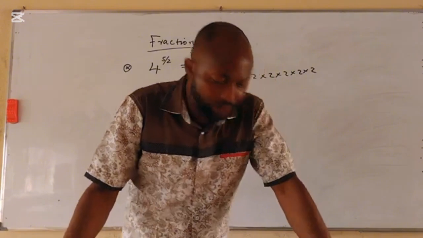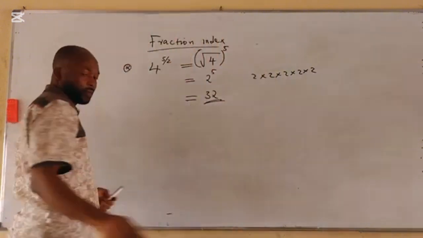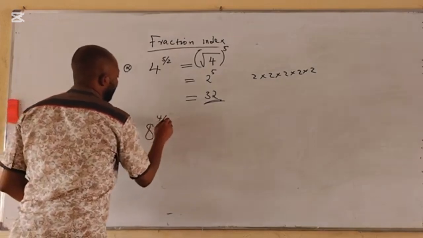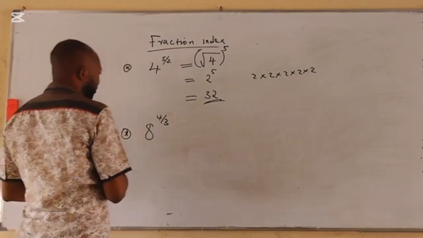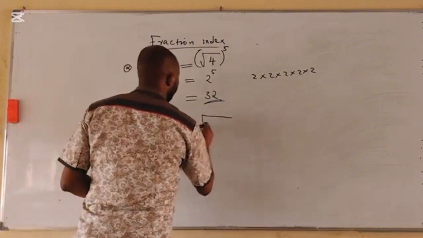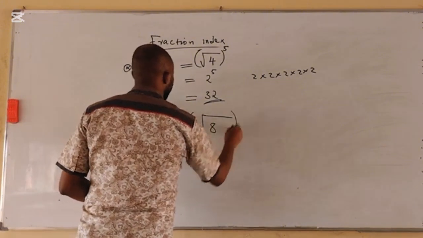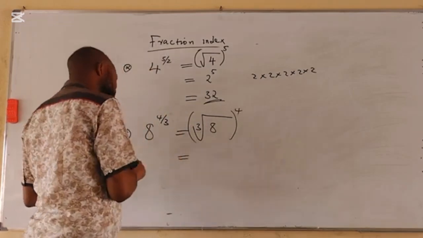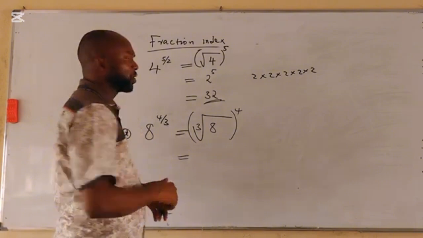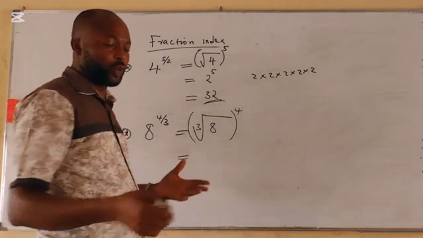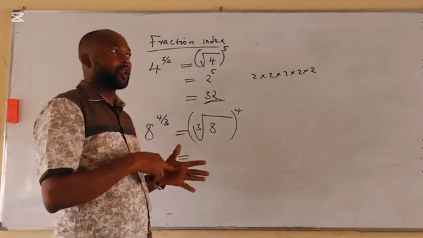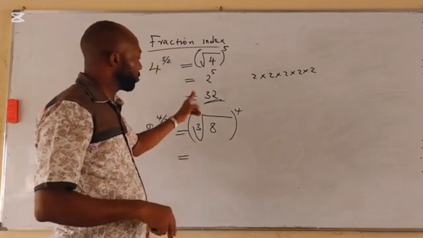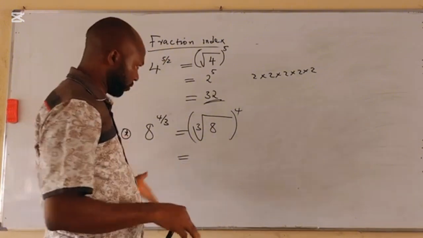8 raised to the power 4 over 3. Now, this is the cube root of 8 raised to the power of 4. And the cube root of 8 is 2. But how will I know that? There are many ways we can use our calculator to press that. You press the second function root 8, which will give you 2.